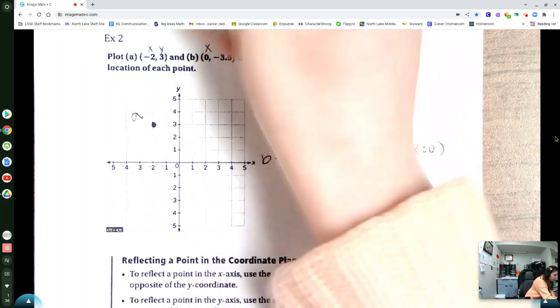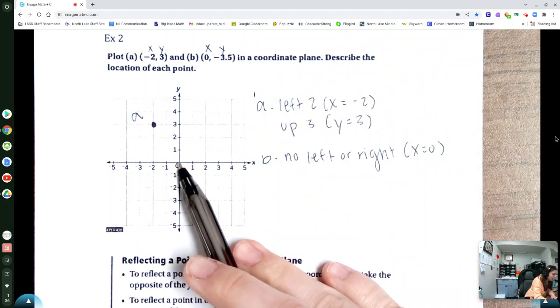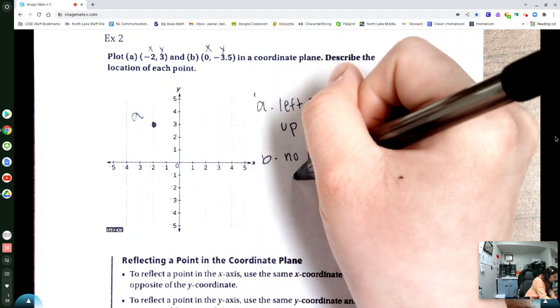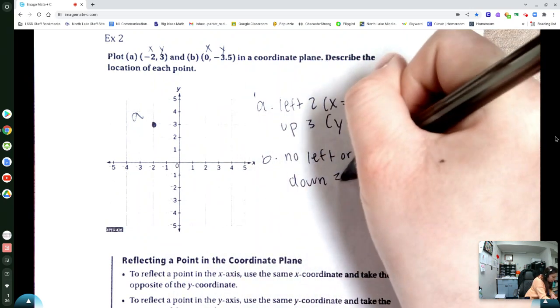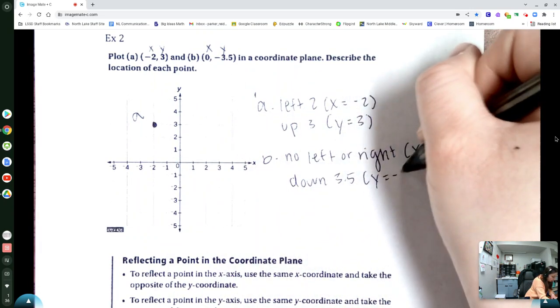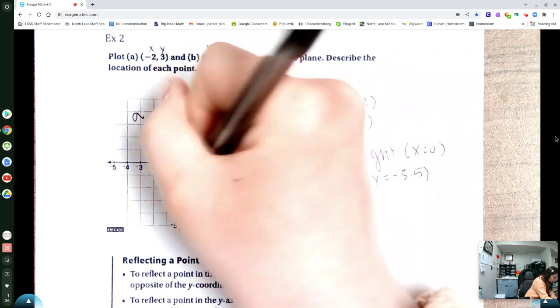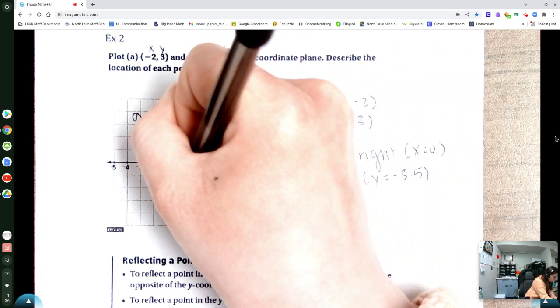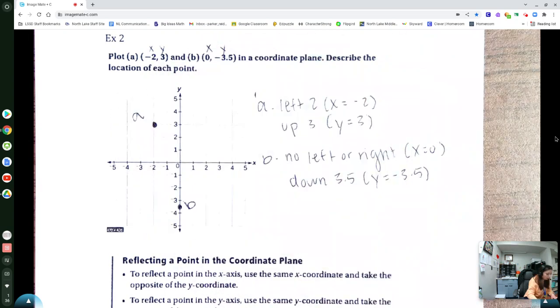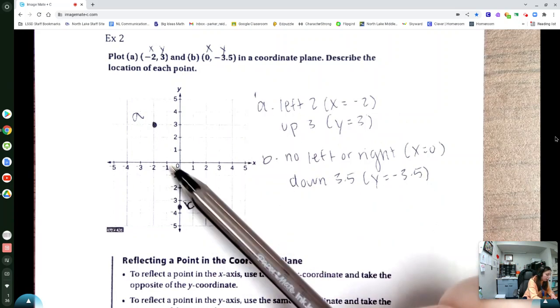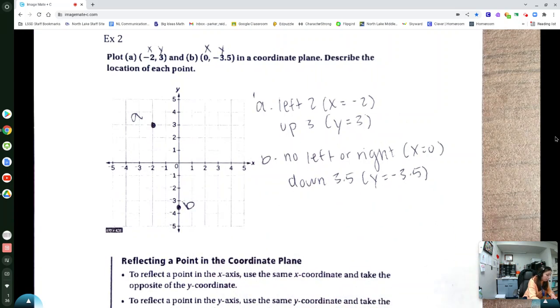Now my y value is negative 3.5. This tells me to take an elevator down 3.5. Down 3.5 because y equals negative 3.5. So I'm going to go down 1, 2, 3, and then 0.5. So just right in between 3 and 4. And that is where point B should end up. So again, x and y tell us where to walk and where to take an elevator. We did not walk at all, but we took an elevator down 3.5 floors, if you want to think about it like that.